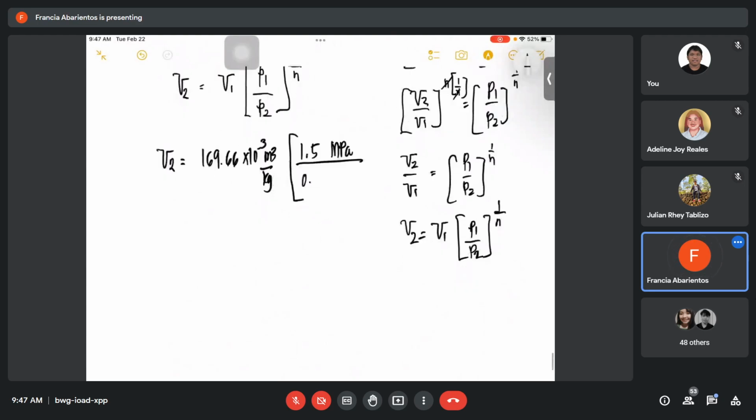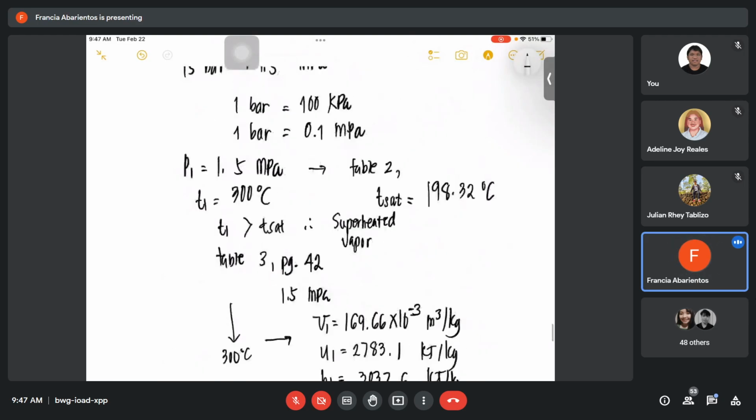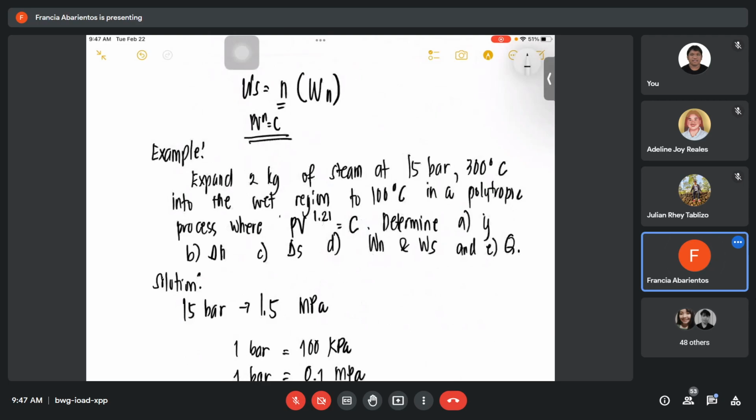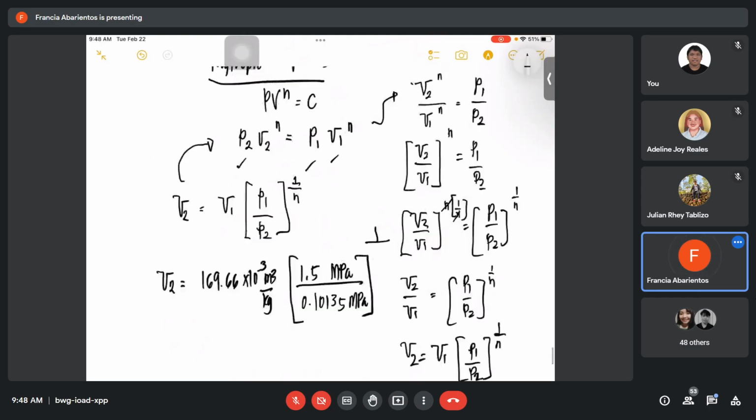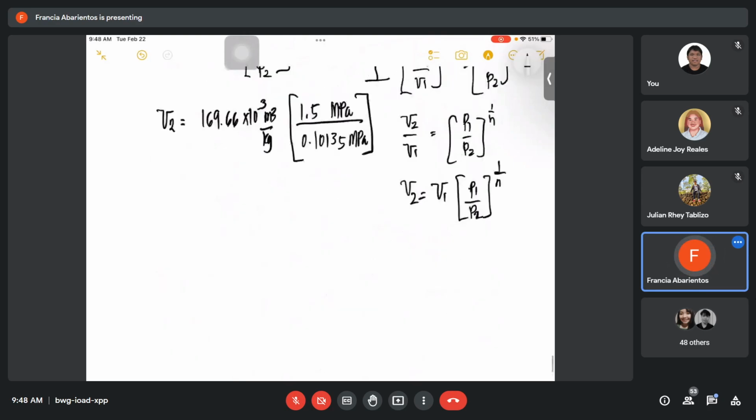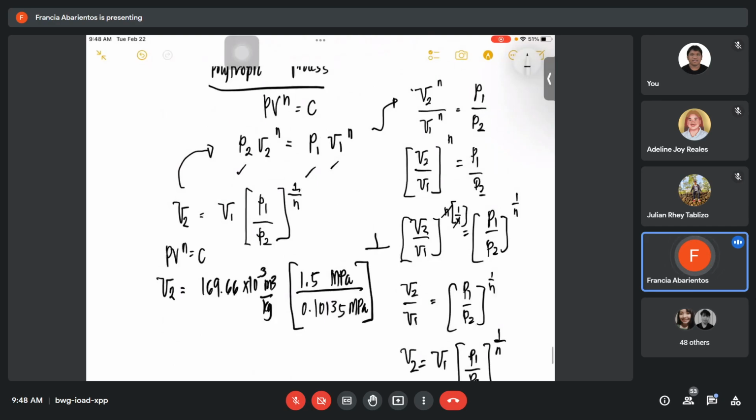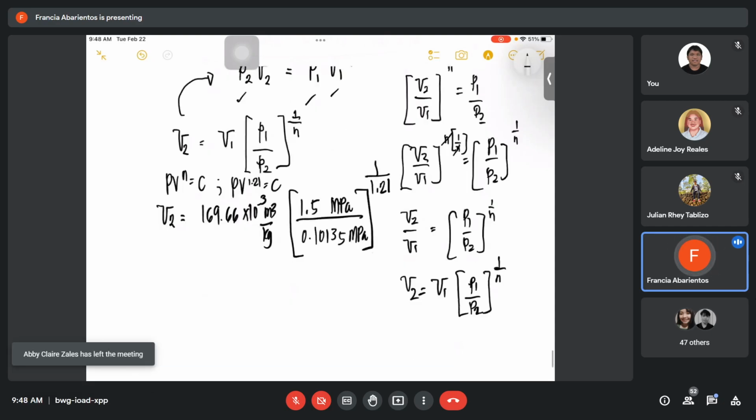Okay? 0.10135. Huwag mong kakalimutan yung 1 over N. What is your N? Balikan nyo dito. This is 1. This is your N. Ayan o. Your N here is 1.21. Ayan. Yung PVN mo sa problem is PV 1.21C. O, gano'n na 1.21. Solving for the specific volume at point 2, what is the answer?